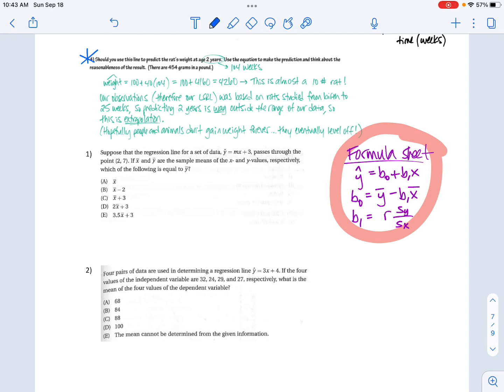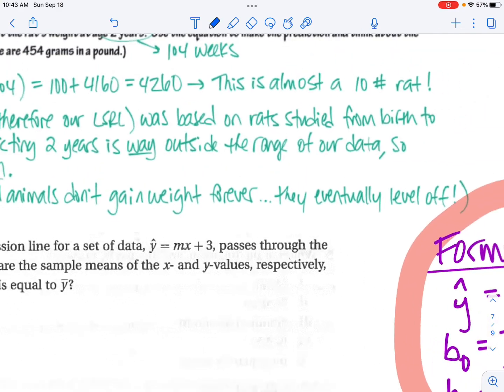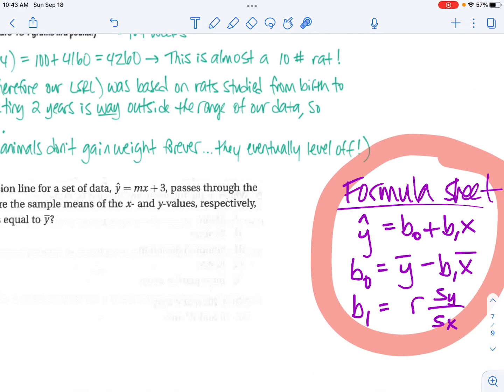So anyways, I've got a y-hat equation. So this is a predicted y value. I don't know the slope, but I do know the y-intercept. And so I do know that if I look at these formulas over here, this is what's on the formula sheet. I believe the 3 is the b sub 0.